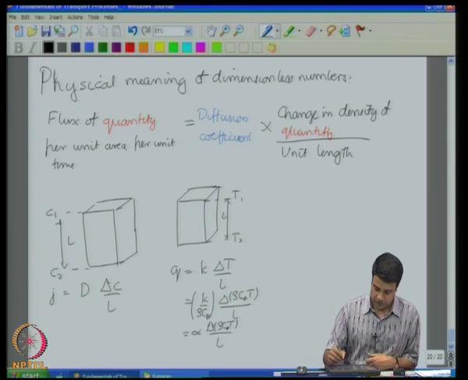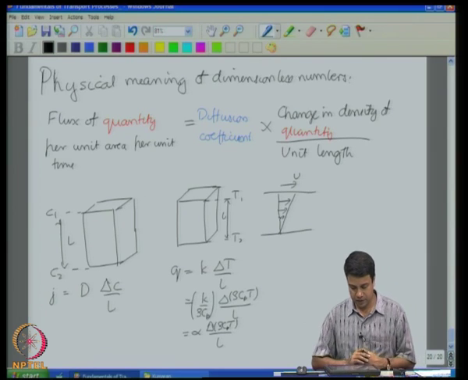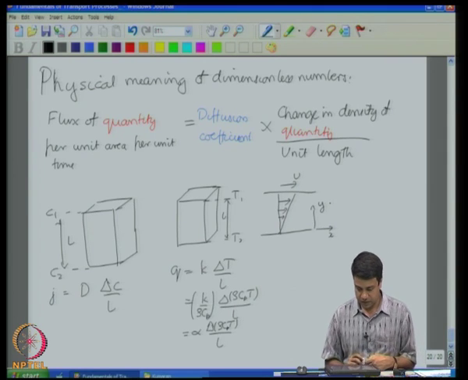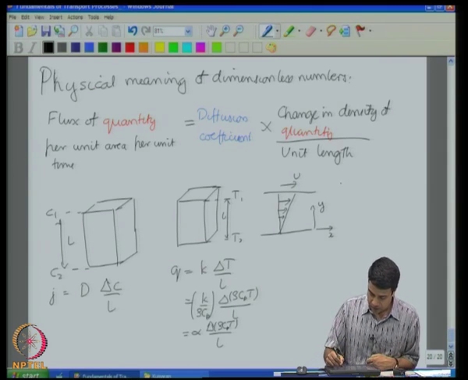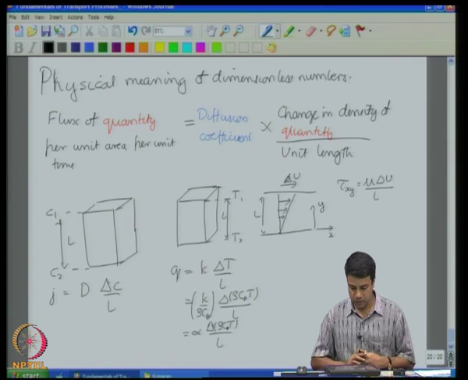How about for momentum transfer? For momentum transfer, I take two phases. This is moving with the velocity u and this is stationary, and I have a linear velocity profile. Let us take a coordinate system x and y. And Newton's law for viscosity states that tau xy is equal to mu times delta u by the total length L. So, the delta u is the difference in velocity.